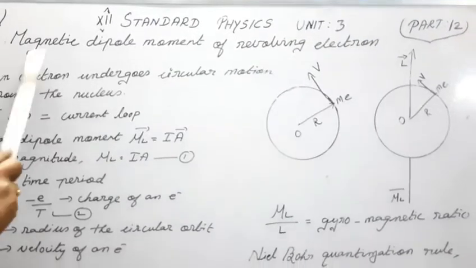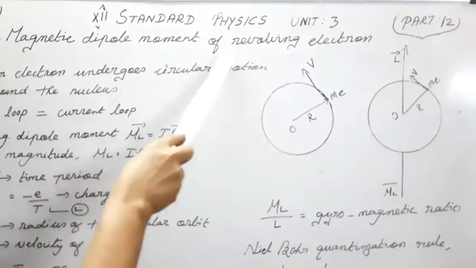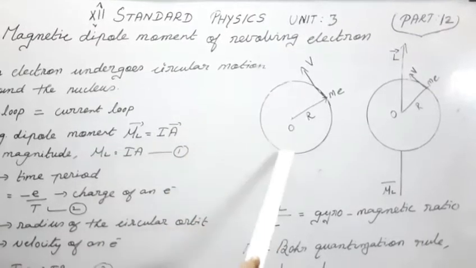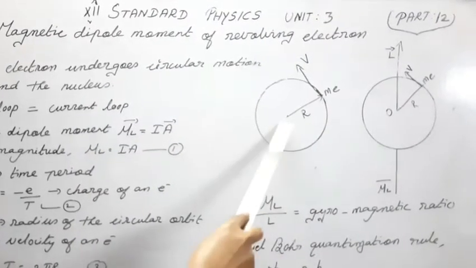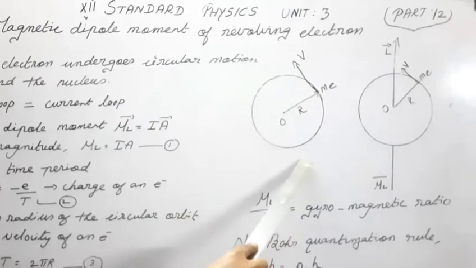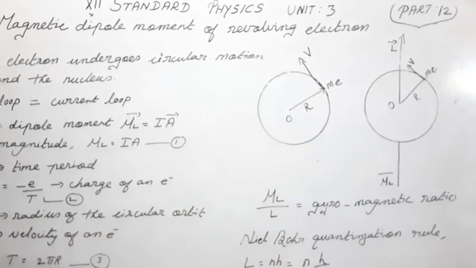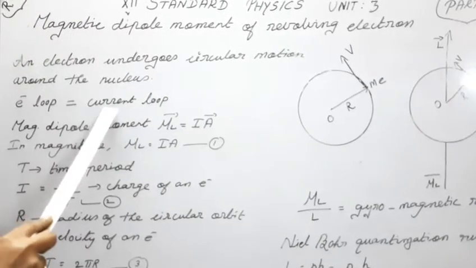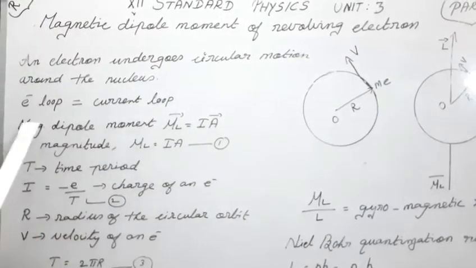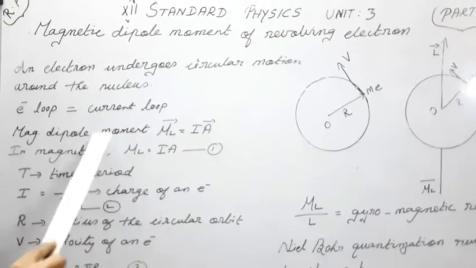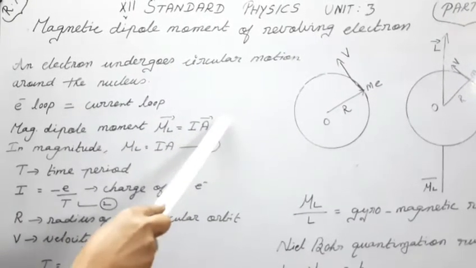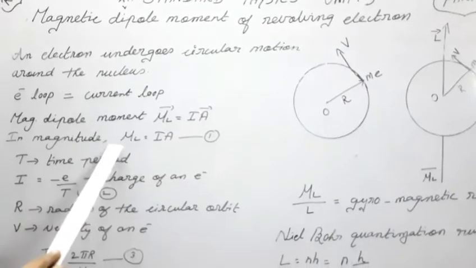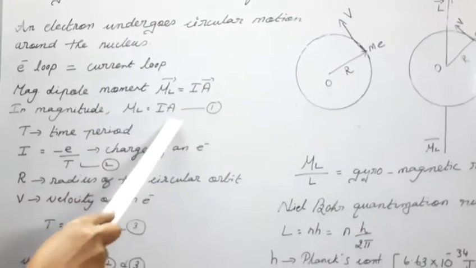And next topic is magnetic dipole moment of revolving electron. An electron undergoes a circular motion around the nucleus. The circulating electron in a loop behaves like a current in the circular loop. Therefore, the magnetic dipole moment μL vector equals I into A vector. In magnitude, μL equals IA.